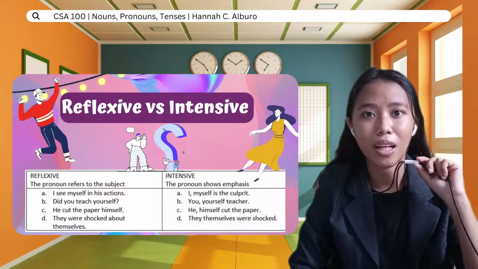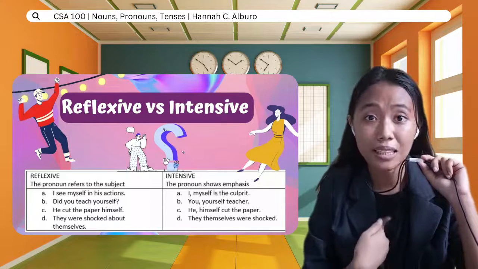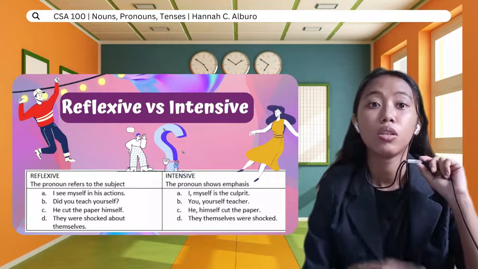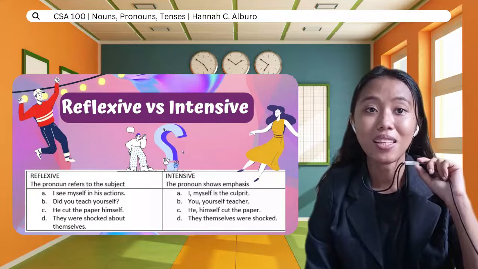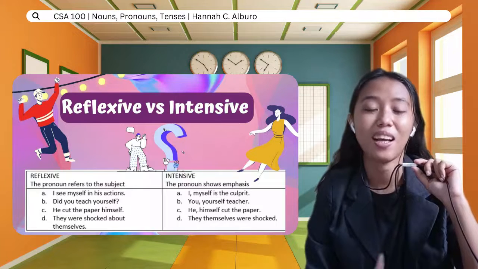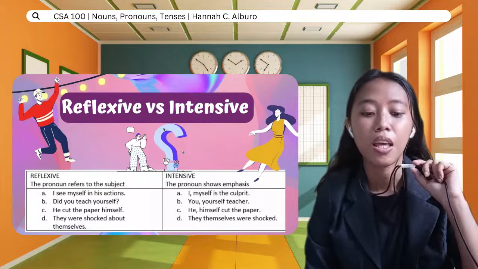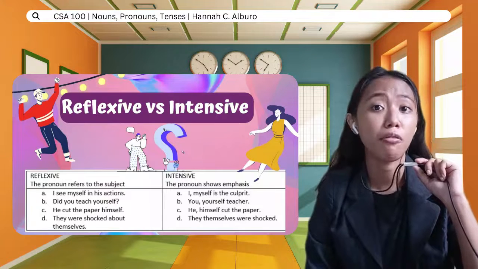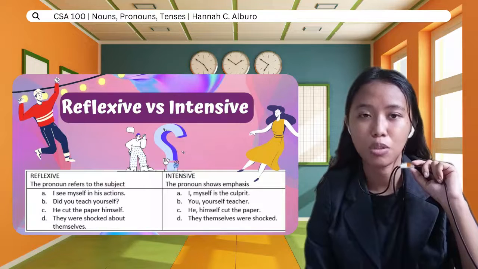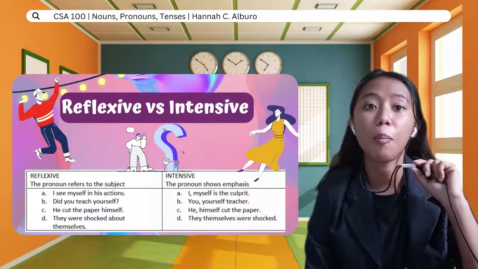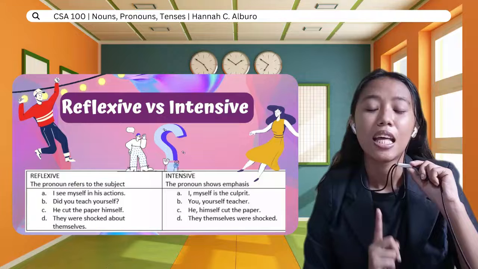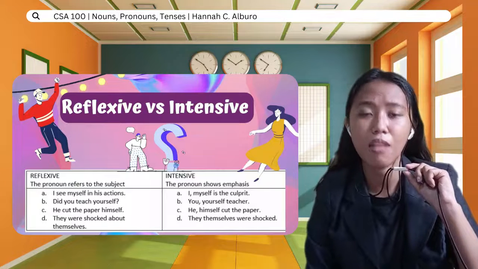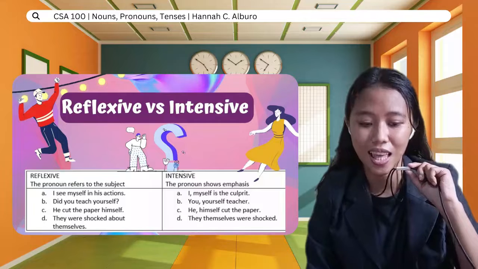Now, let's take a look at the sentences. "I see myself in his actions." Myself refers back to the subject I. It mirrors the I. "Did you teach yourself?" Yourself refers back to the subject you. "He cut the paper himself." Himself refers back to the subject he. "They were shocked about themselves." Themselves reflects back to the subject they.